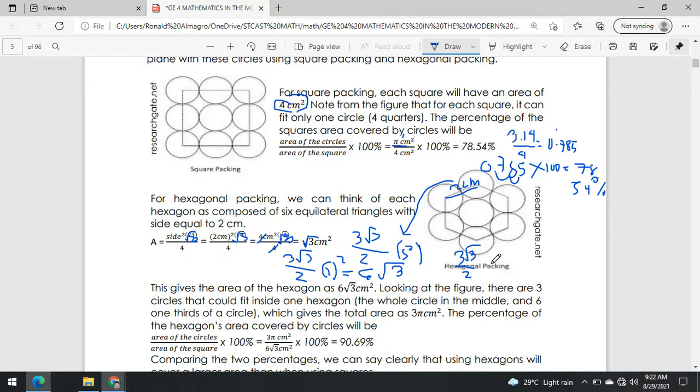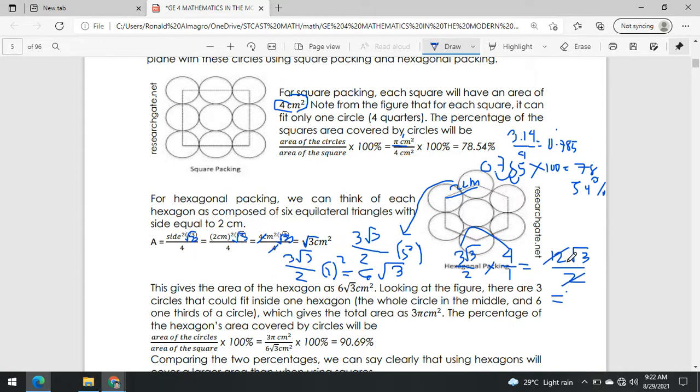Okay, so multiply sign. Okay, 4, right? It's 2 square root of 2, right? 4 over 1. Okay, so multiply lang po. 3 times 4, 12. Copy the square root of 3. Okay, 2 times 1, 2.